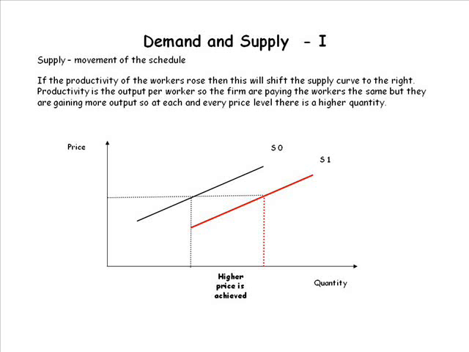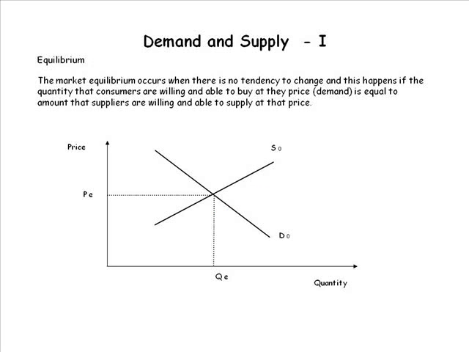productivity increase. We're now going to look at equilibrium in the market, which is, after all, why we've derived our demand and supply curves in the first place. So remember that the demand curve, which is downward sloping, shows how much consumers are willing and able to buy at each and every price, and the supply curve, upward sloping, shows you how much firms or suppliers are willing and able to supply at each and every price.